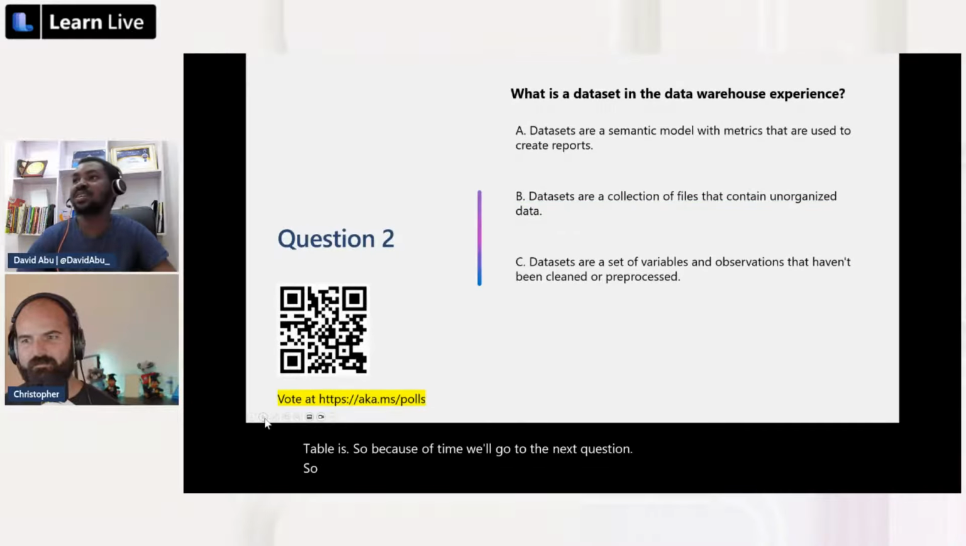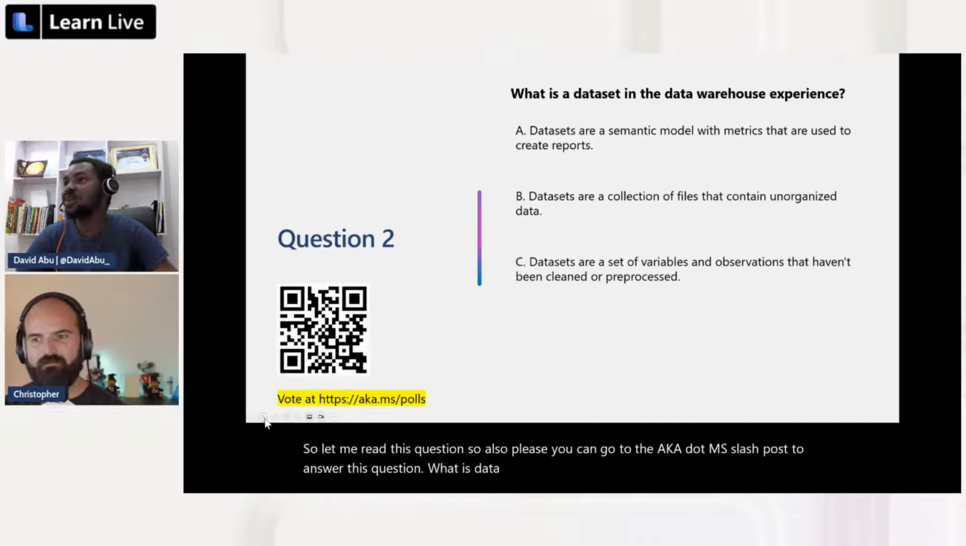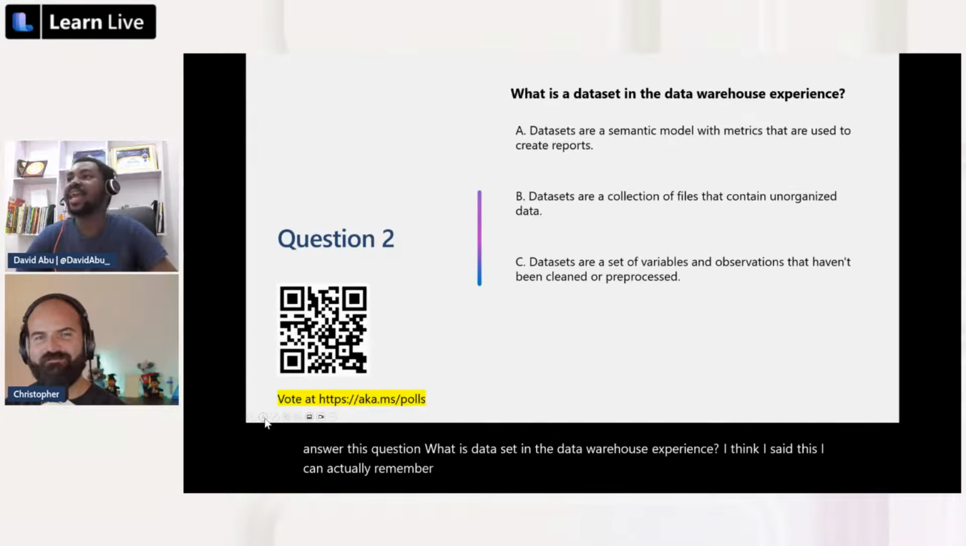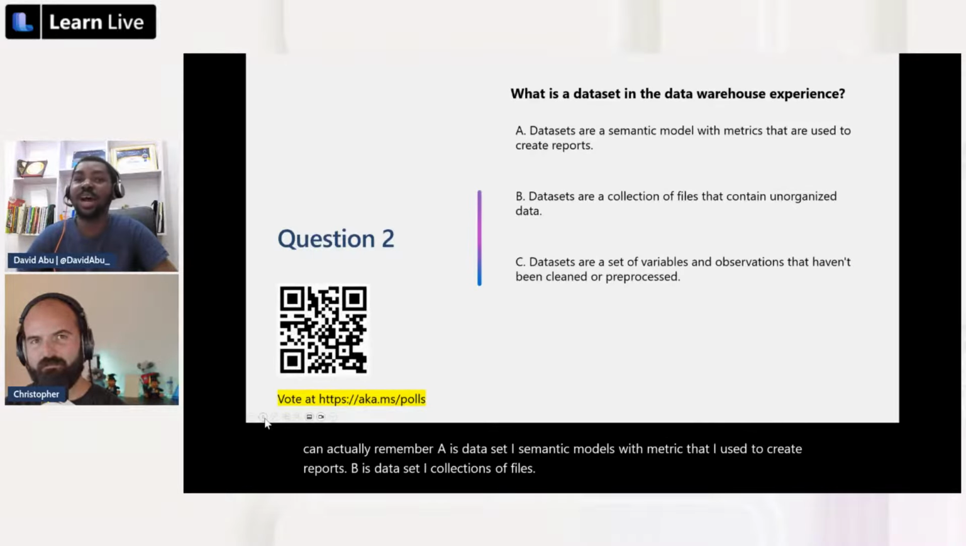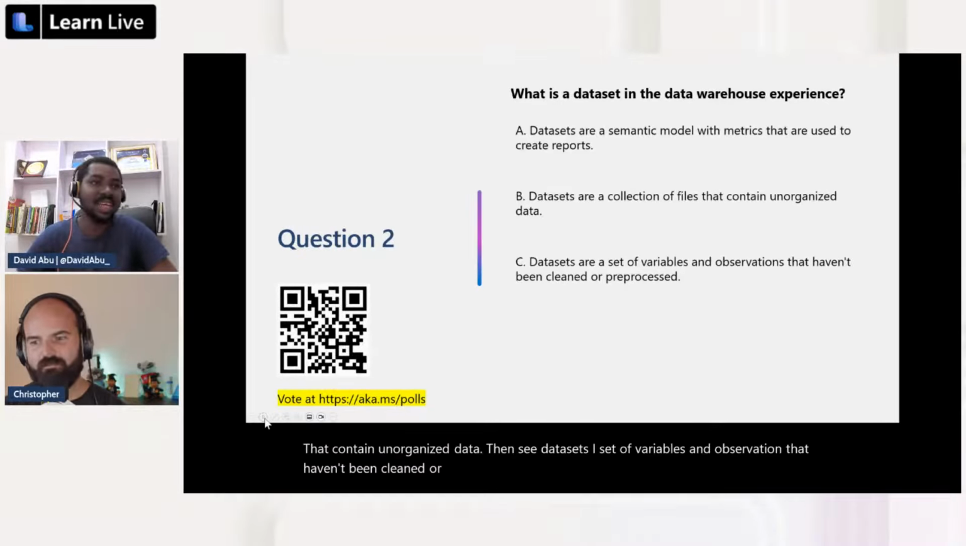So let me read this question. Also, please, you can go to aka.ms/polls to answer this question. What is a dataset in the data warehouse experience? A, datasets are semantic models with metrics that are used to create reports. B, datasets are collections of files that contain unorganized data. Then C, datasets are a set of variables and observations that haven't been cleaned or pre-processed. I think this answer should be very easy.